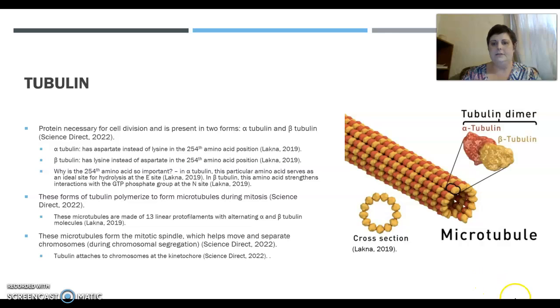Over on the right-hand side of the screen, you can see here we have a microtubule. We have the alternating alpha and beta tubulin structure that we talked about. We have the 13 protofilaments, and you can see that on this cross-section, microtubules are hollow.